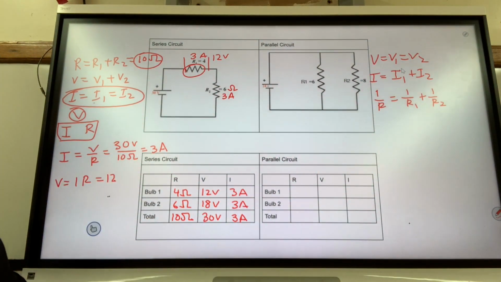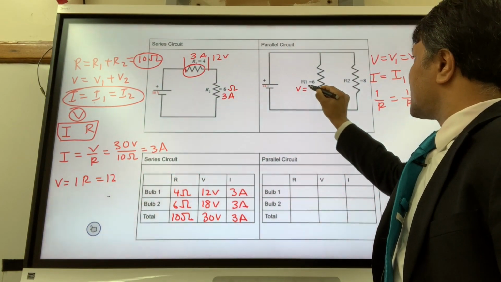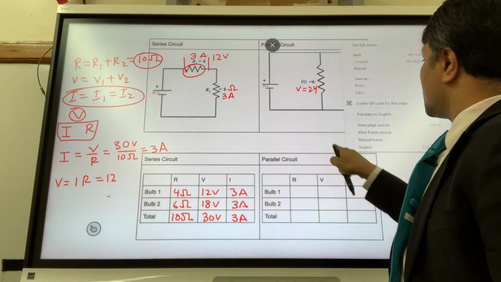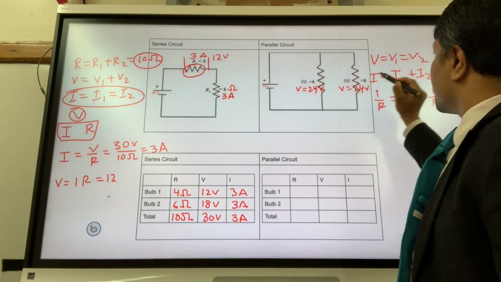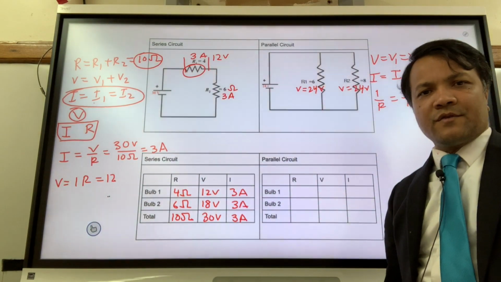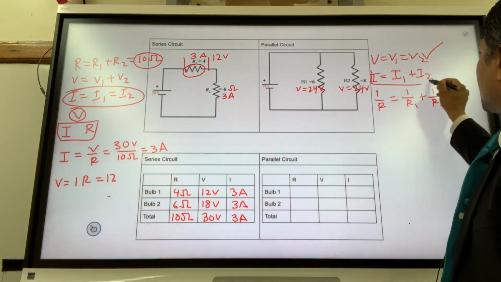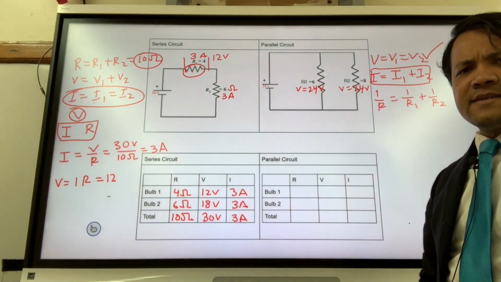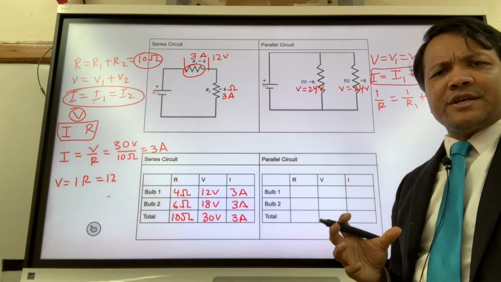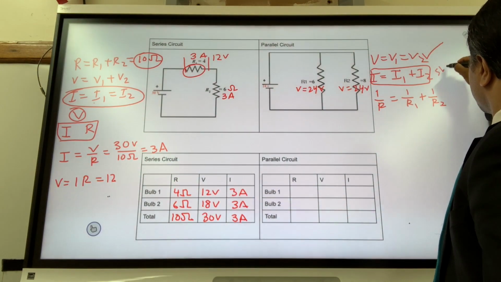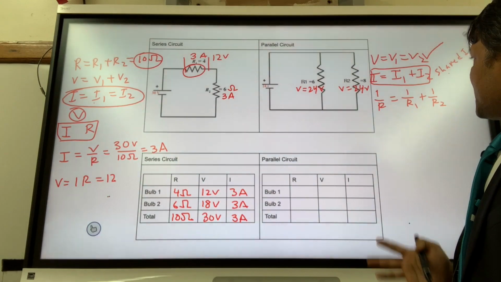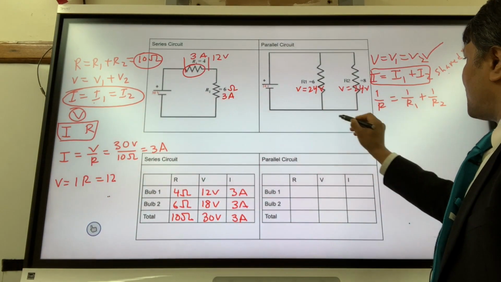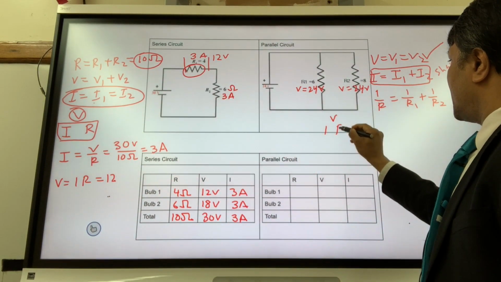Now let's do the parallel circuit and let's see how that is different. The voltage is the same across the circuit, so 24 volts and 24 volts. So that's easy. Okay, we took care of the voltage. Now let's take care of the current. In a parallel circuit, the current is shared. Okay, so what does that mean? Let's use Ohm's law to find the current, V equals IR.